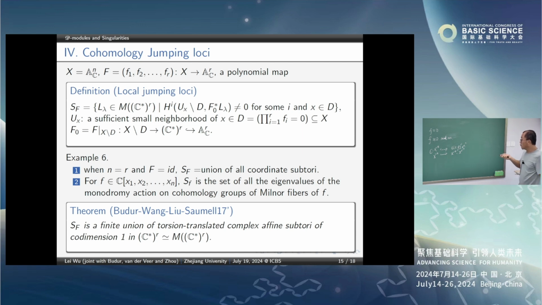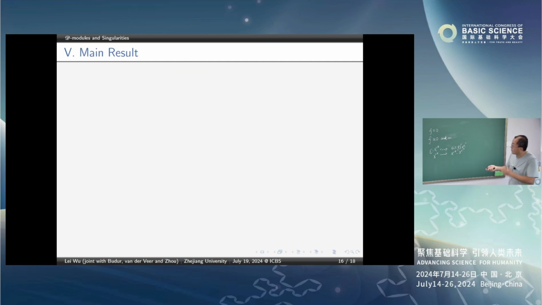Then Budur, Wang and Liu, Samuel several years ago proved that this S_F also satisfies a similar torsion translated property. This algebraicity property. Okay. Next is our main result.